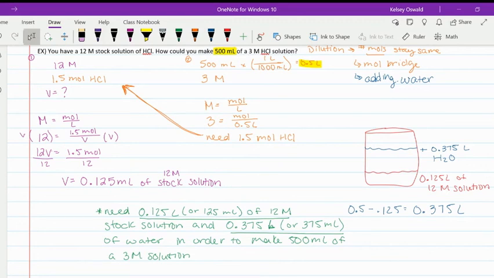So again, guys, your first step: find your number of moles, because the number of moles is going to be the same.